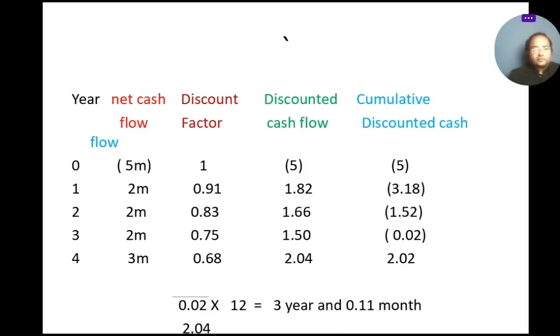So what is basically the discounted payback period? 0.02 multiplied by 12 divided by 0.04 is equal to 3 years and 0.11 month. So your investment is coming back to you in 3 years and a few days.